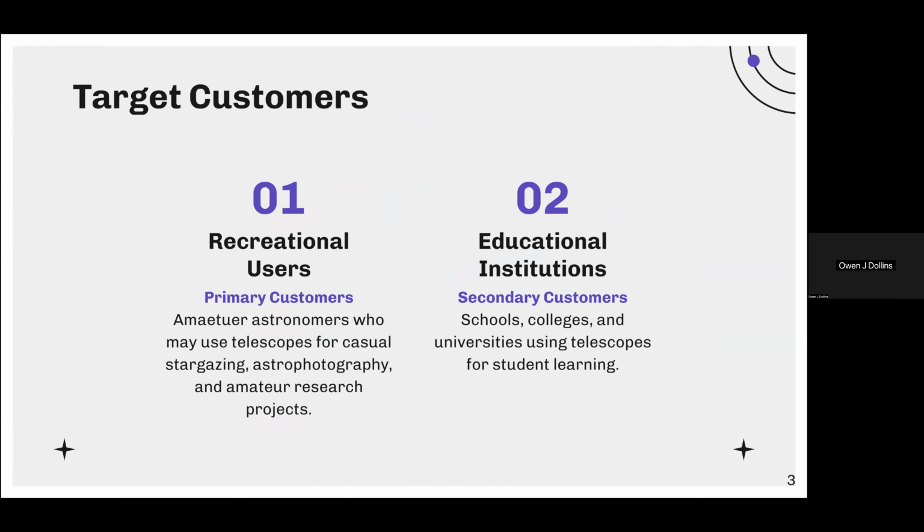We've identified two select groups of target customers, the first being recreational users. So these are hobbyists, amateurs who are casually stargazing. And we've also identified educational institutions to be our other target customers. So these are schools, colleges, universities who are using these devices for student learning.